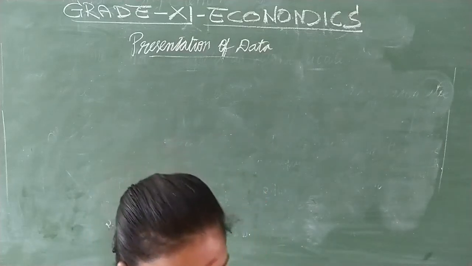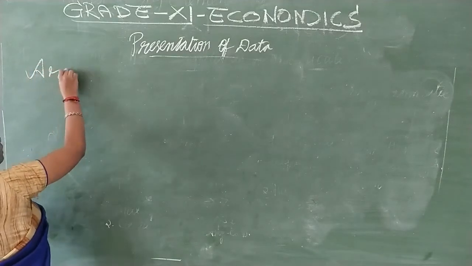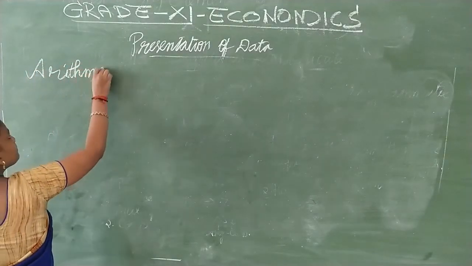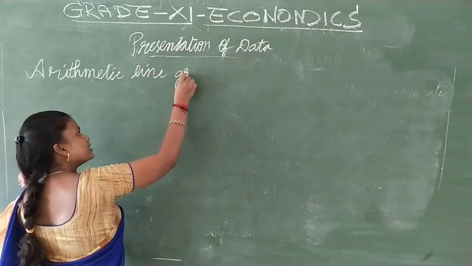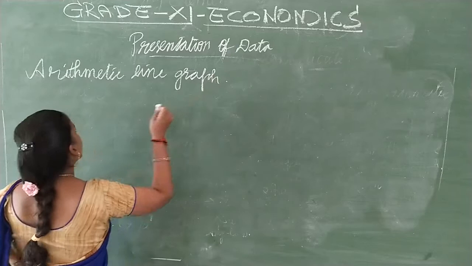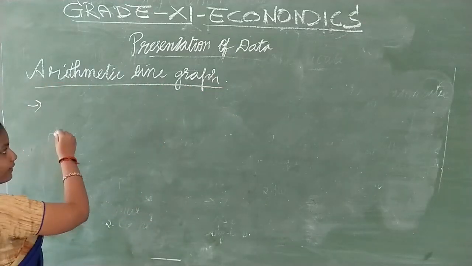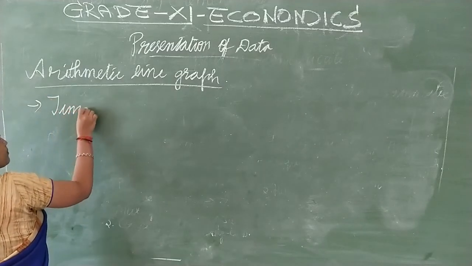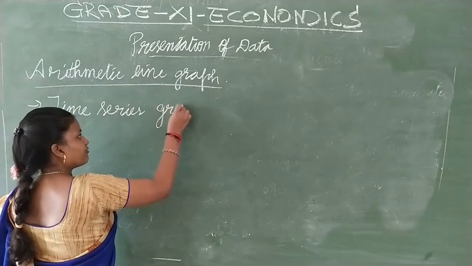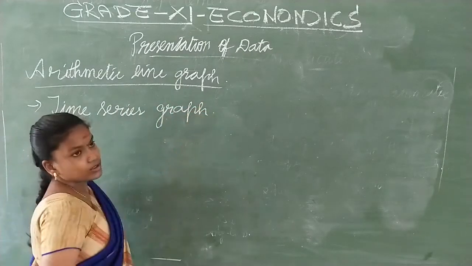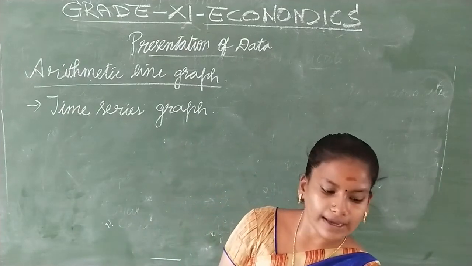Right children, so we are going to talk about the arithmetic line graph, the last step in this chapter. The arithmetic line graph is also called what? Time series graph. It's also termed as what? Time series graph. Why do we call it time series graph?